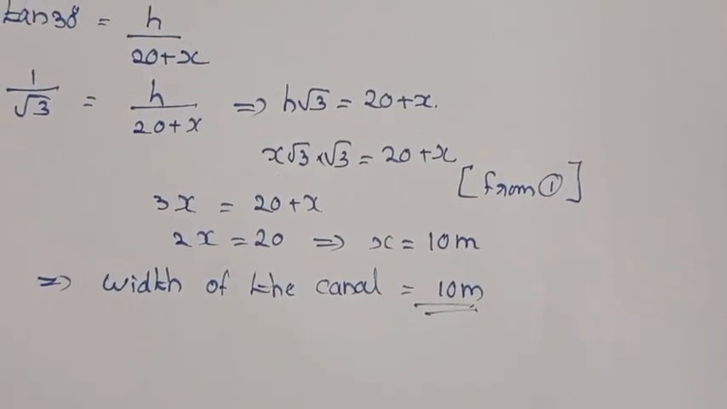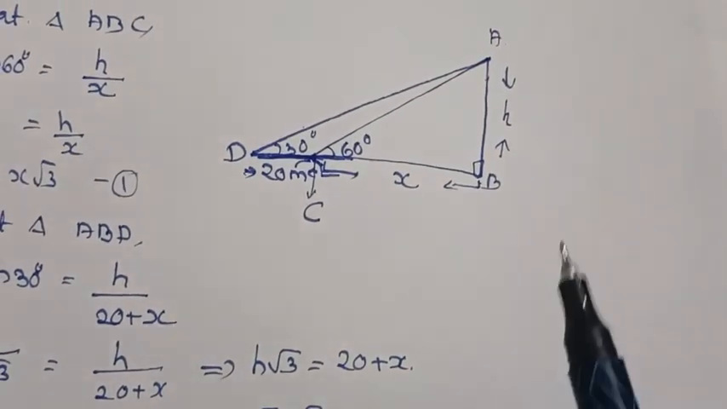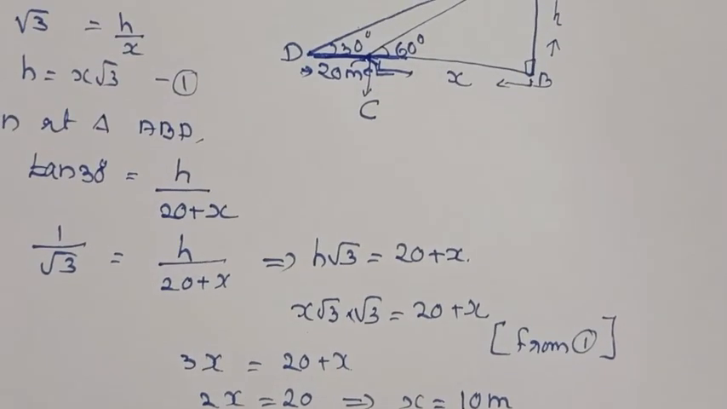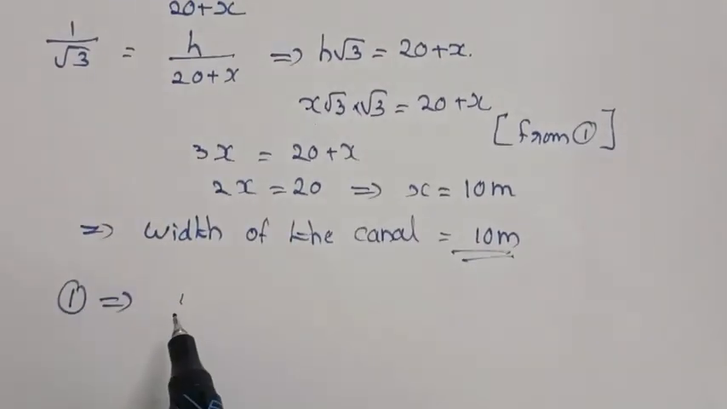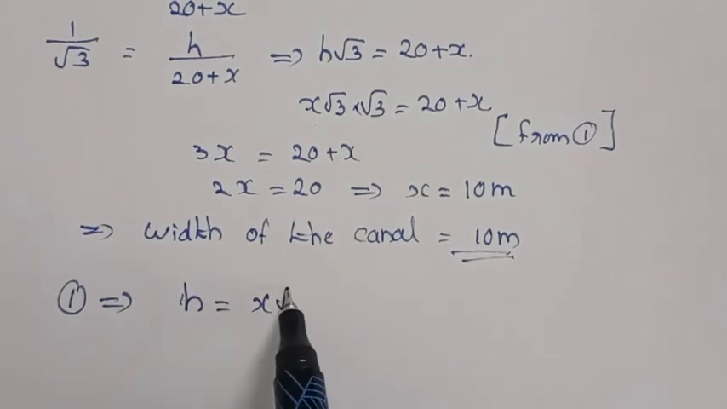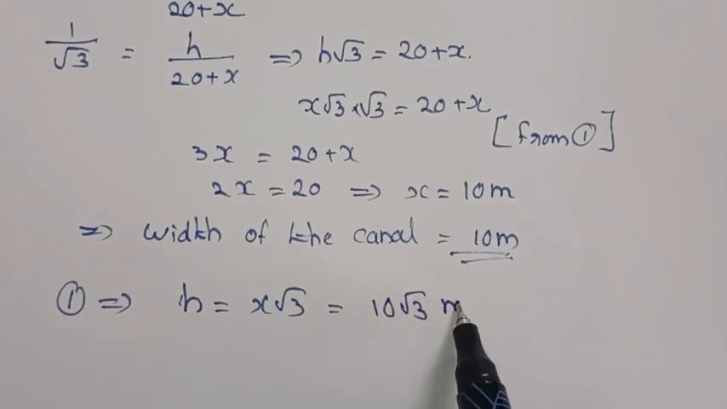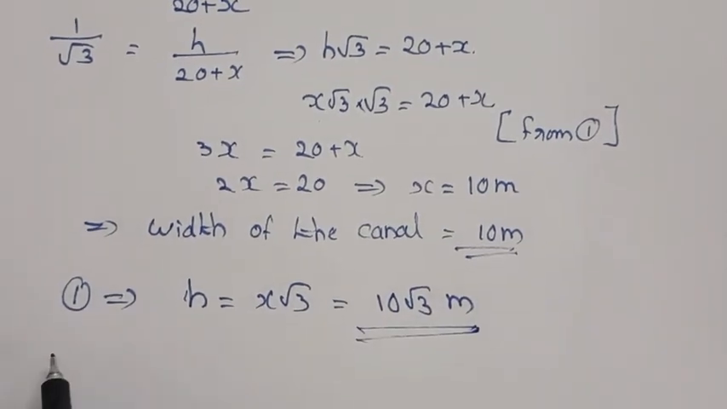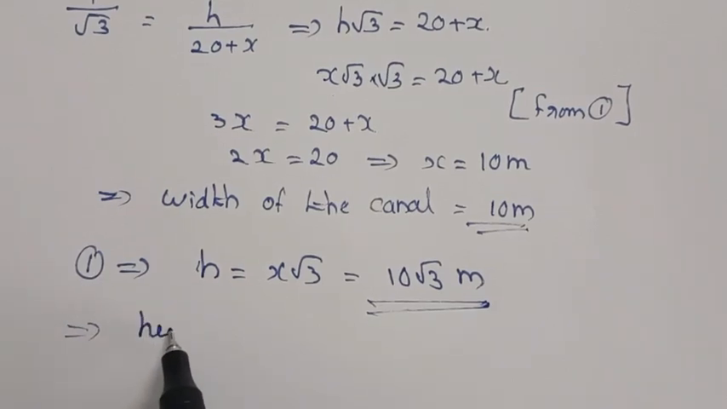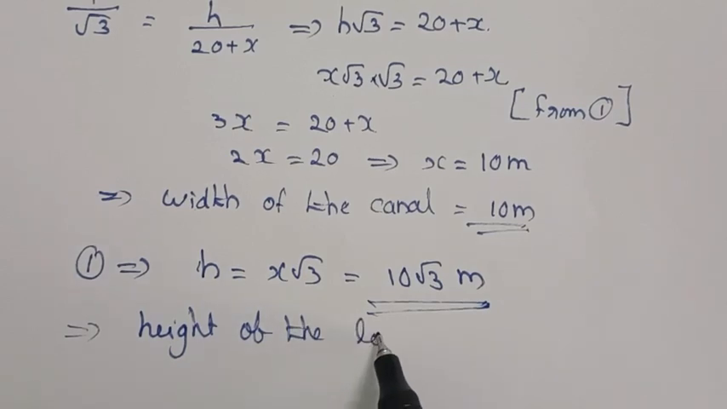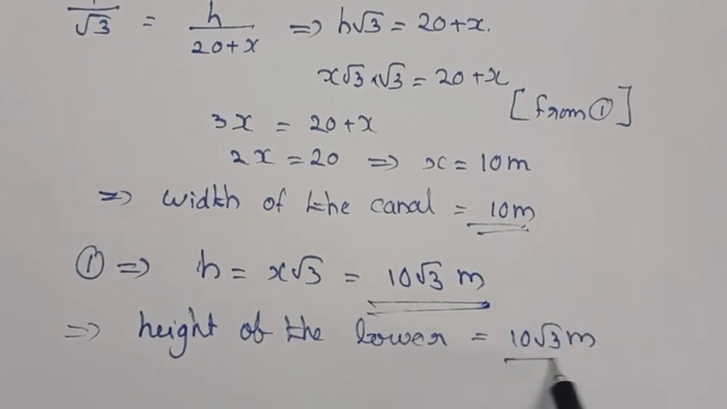Second, we have to find the height of the TV tower. So substituting in first equation, first equation means h equal to x root 3. From that we get h equal to x root 3, that is equal to, value of x equal to 10, 10 root 3 meters. That is the height of the tower. Height of the tower equal to 10 root 3 meters.